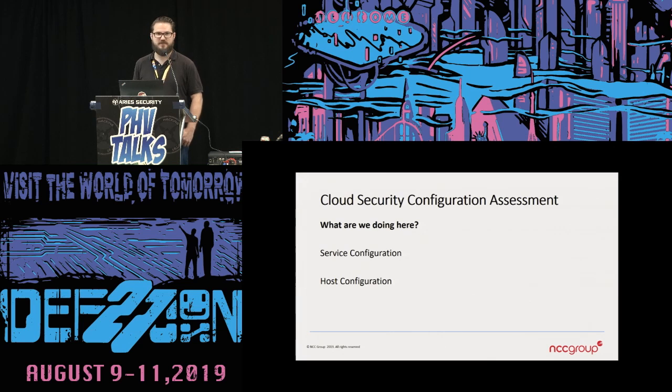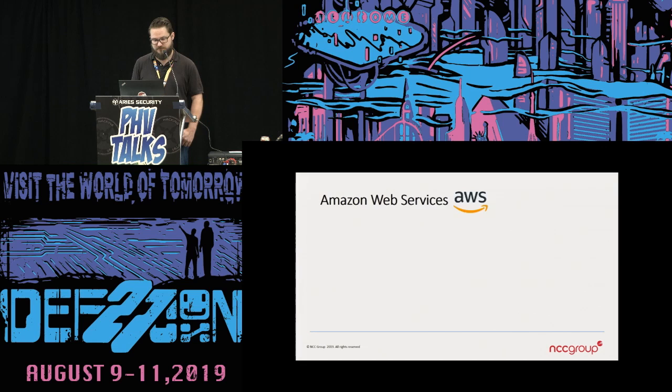So configuration reviews typically fall into two different categories. We're looking at services or the hosts or VMs themselves. Today we're not going to be looking at the hosts. We're going to be focusing specifically on the services. So the first thing we're going to look at is Amazon's AWS.